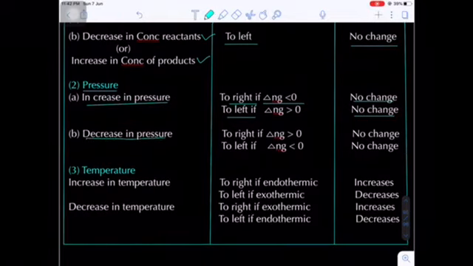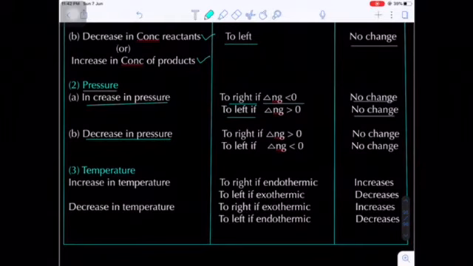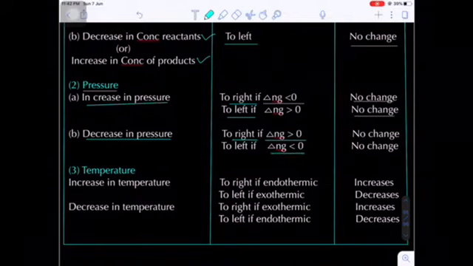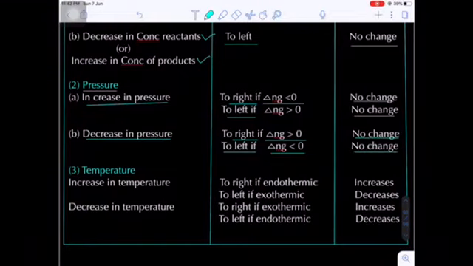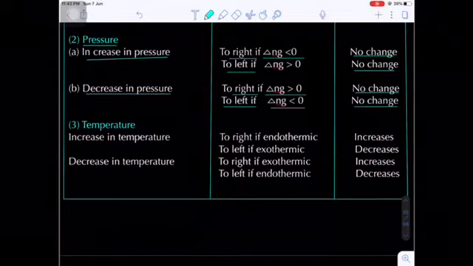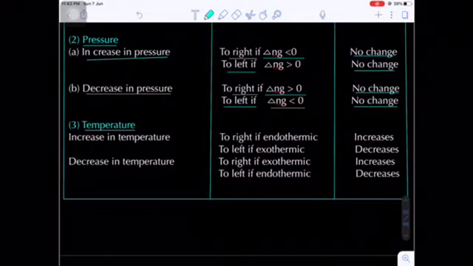Now the reverse one, decrease in the pressure. On decreasing the pressure, the system moves where there is an increase in the volume. In the first case, if delta Ng is greater than 0, that means on the right-hand side the number of moles is very high, that's why the system moves in the forward direction. If delta Ng is less than 0, the left-hand side number of moles is very high, that's why the system tends to move to the left side. Here also there will be no change in the equilibrium constant value. The equilibrium constant value only changes by changing of whom? Temperature.